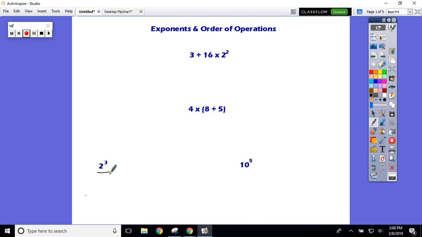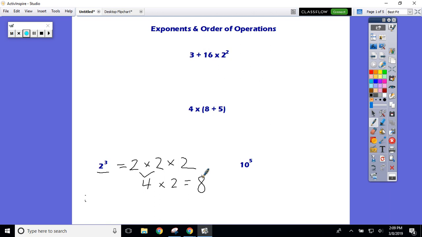Right here we have 2 to the third power. Some might say 2 cubed. For the most part, we say 2 to the third power. What we need to remember here is that's 2 times 2 times 2. There are 3 of them in that list, not 2 times 3. That's the common mistake. We have to write it out if need be, and then we just multiply. 2 times 2 is 4. 4 times 2 is 8.